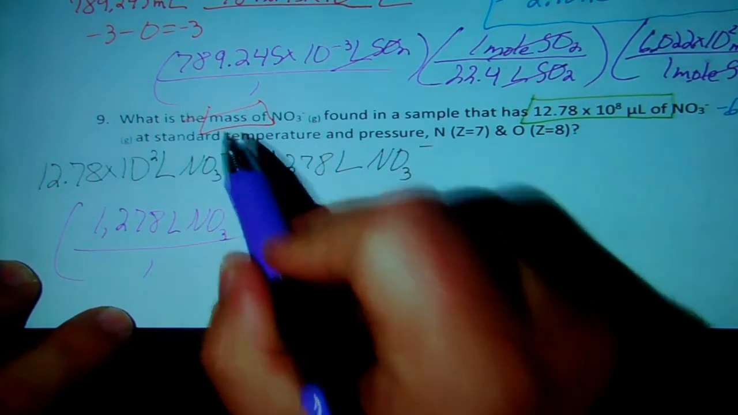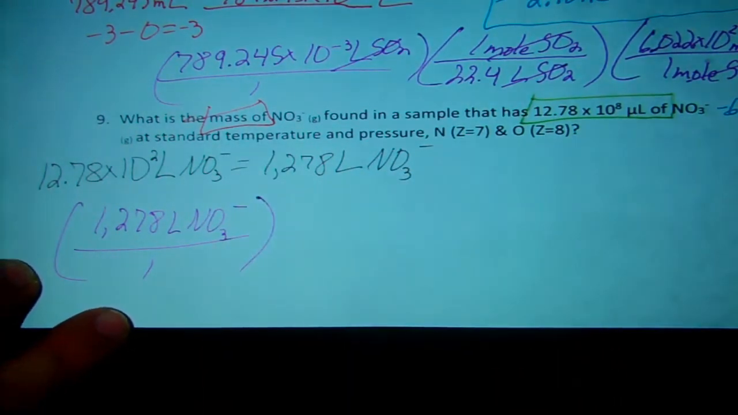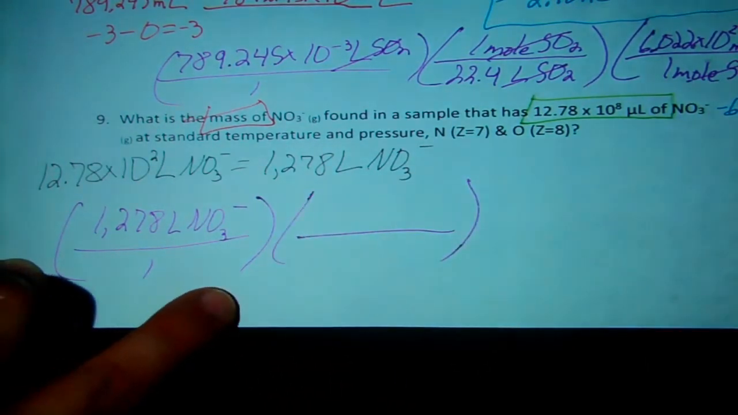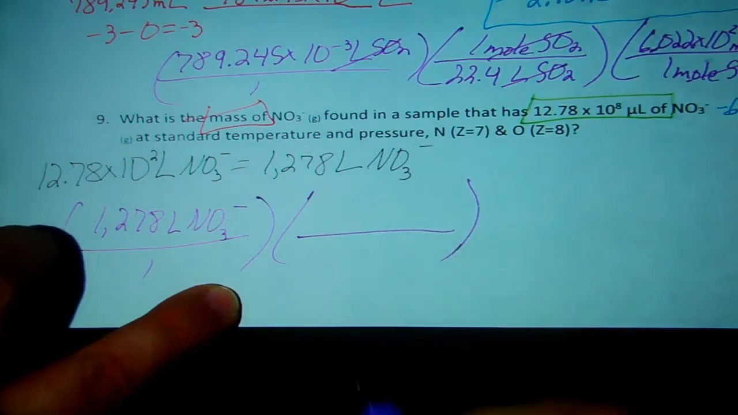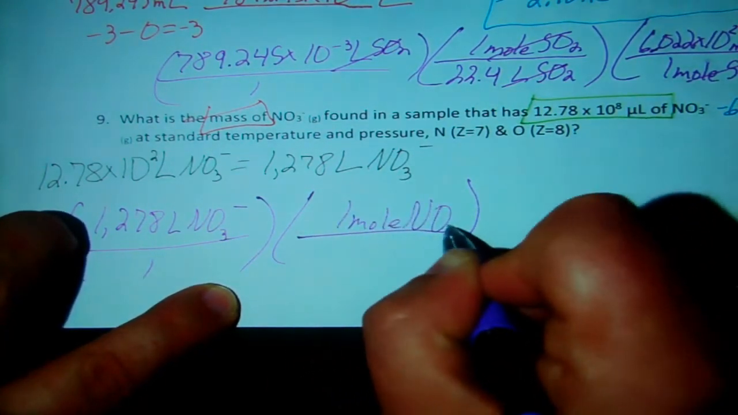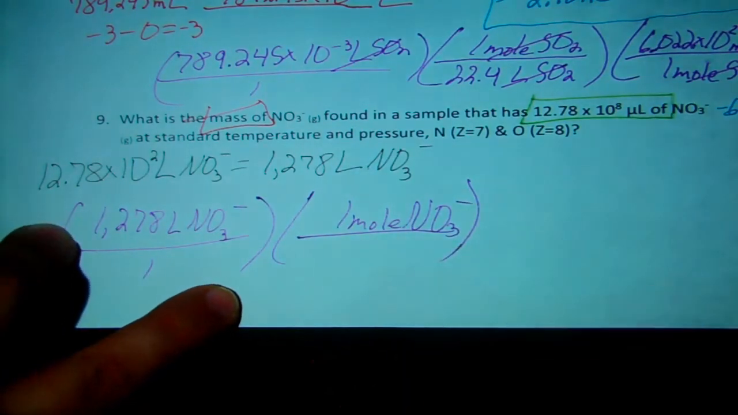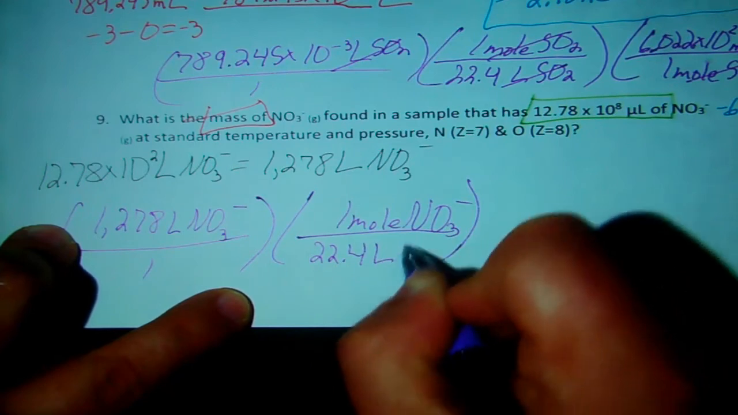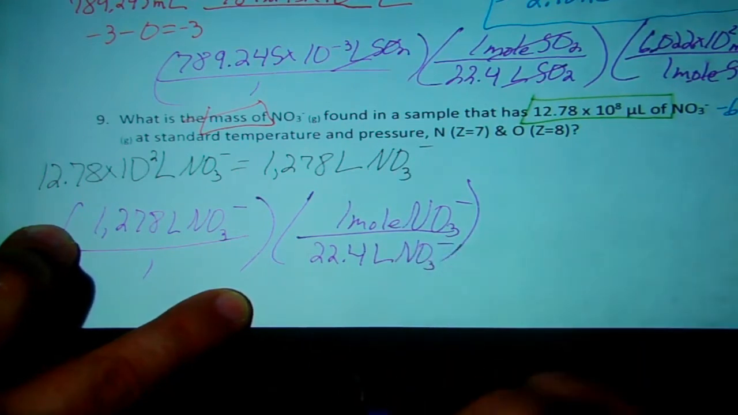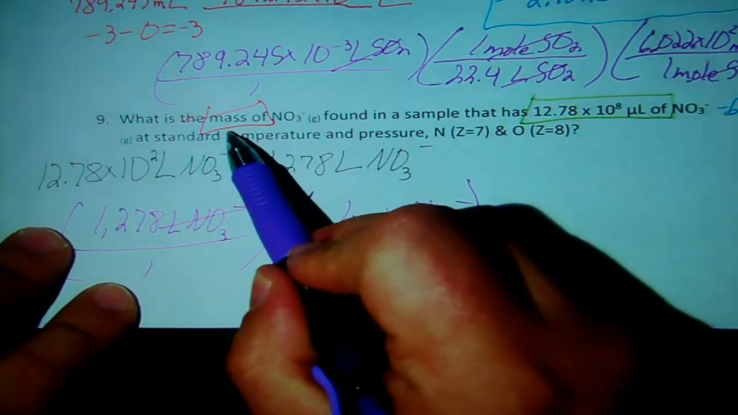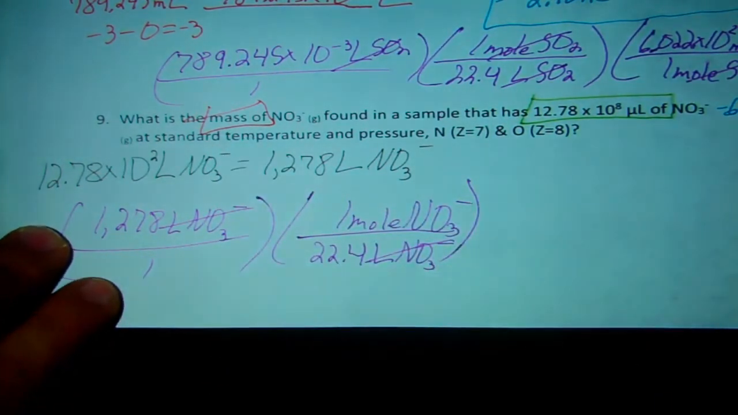I need to get rid of liters of nitrate. I'm trying to get to mass. Before you can get to mass, you have to first get to moles. So we are looking at getting moles. So 1 mole of nitrate. And we're looking to get rid of liters. So 22.4 liters of nitrate. Liters of nitrate cancel, leaves me with moles. But I'm looking for mass, so I'm not done. I still have to keep going here.